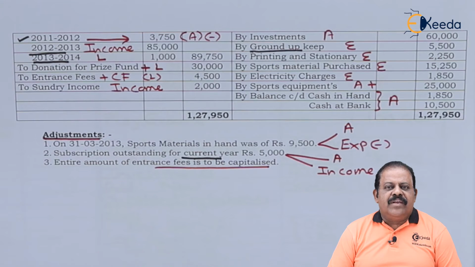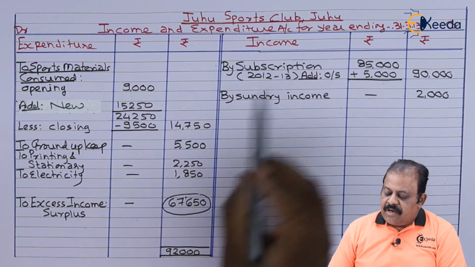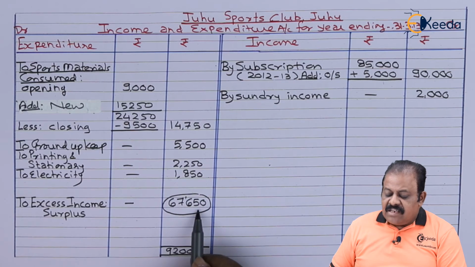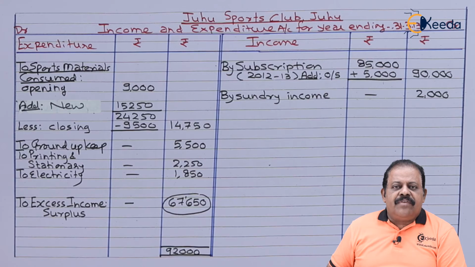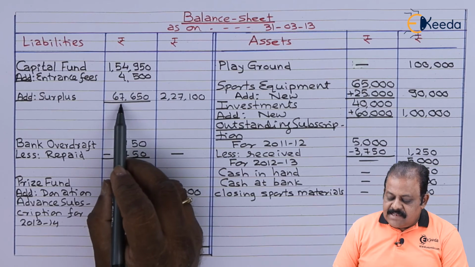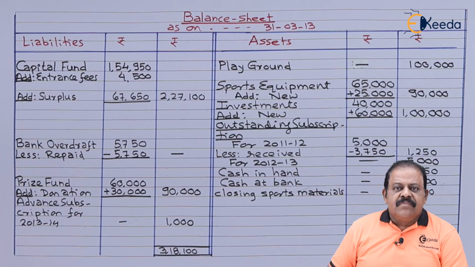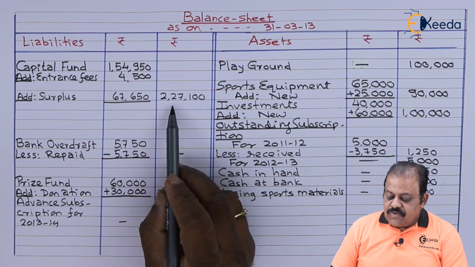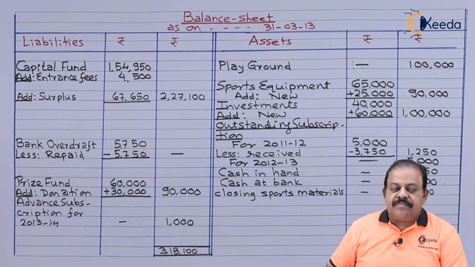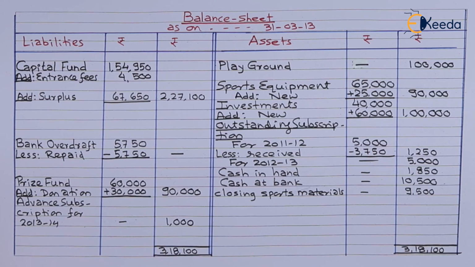Let us close now income and expenditure account and balance sheet. We have first closed income and expenditure account. We are getting balancing figure on debit side 67,650. This is excess of income over expenditure called surplus. This will be added to the amount of capital fund. Surplus from income and expenditure account 67,650 added here to capital fund. So closing balance of capital fund is 2,27,100.